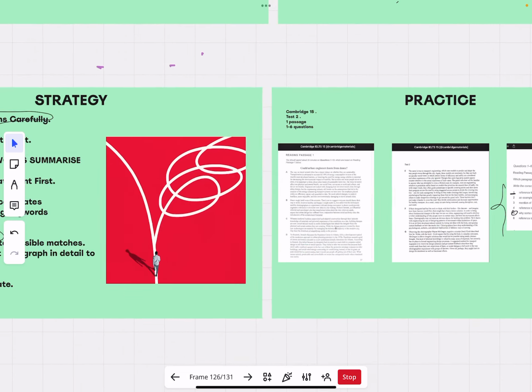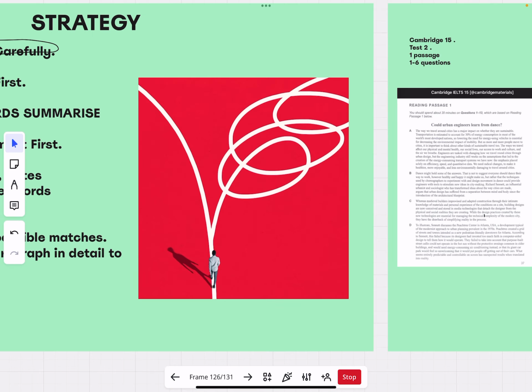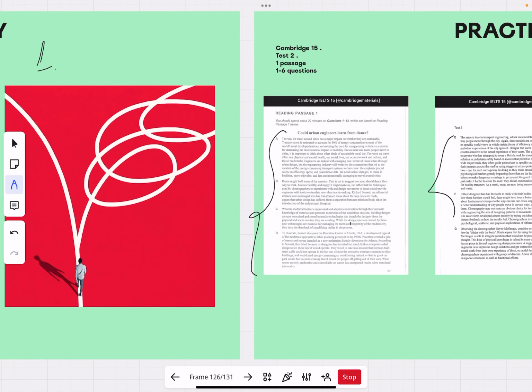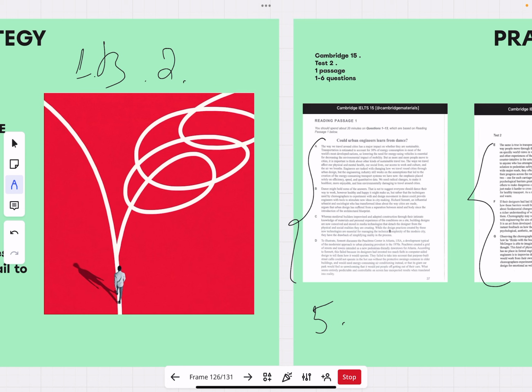If you do it the wrong way, you read the first statement and read this whole text for 5 minutes and find, okay, it's B, right? Then you come back and read the second statement and read the text again. So your way is going to be like that. Come on, guys, do not do like that.